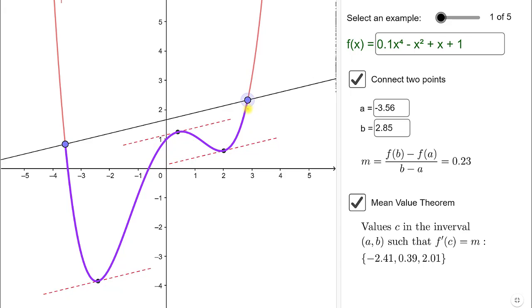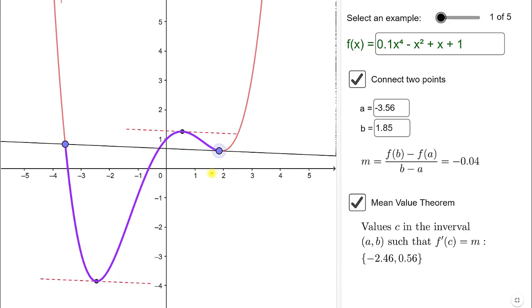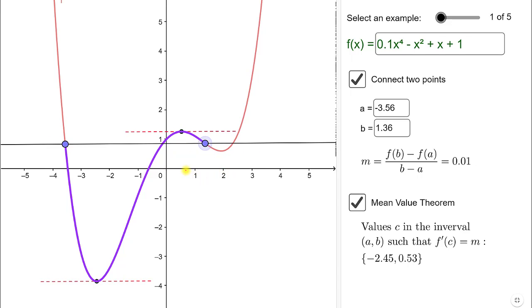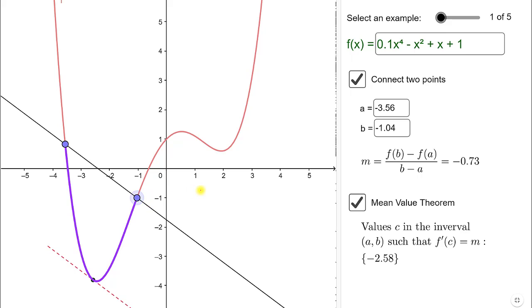And so it's actually kind of fun to play around with this, move it around a little bit. You can see how things change. Here we go. At this point, there's only two values of c that work. If I come in between, now there's only one c that works. Here's another example.